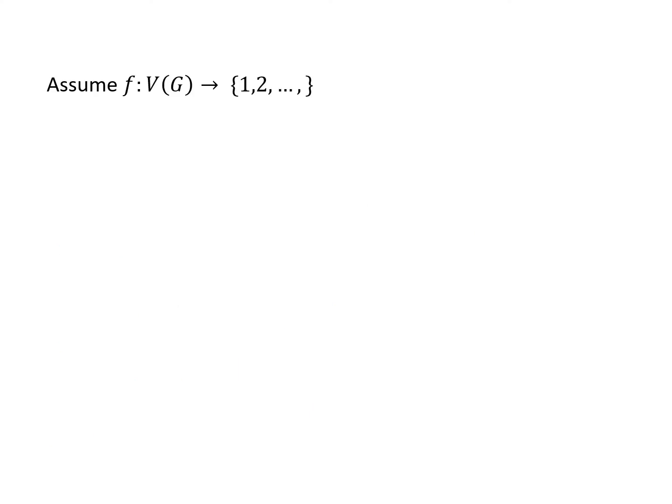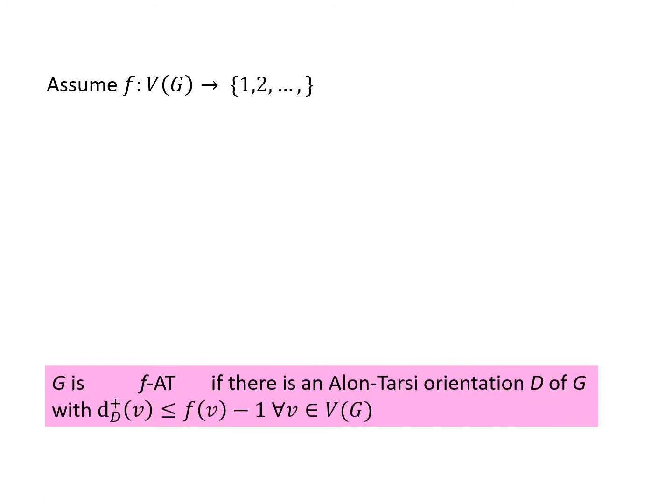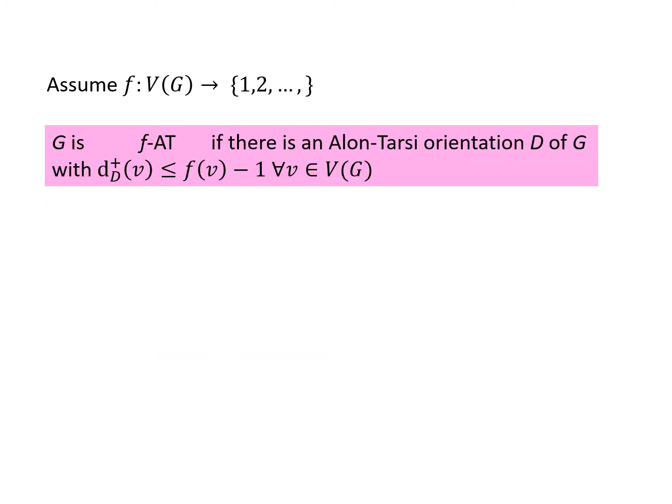Okay, assume f is a mapping which assigns to each vertex a positive integer. We say the graph G is f-Alon Tarsi if there is an Alon Tarsi orientation D such that the out-degree of each vertex v is at most f(v) minus 1.